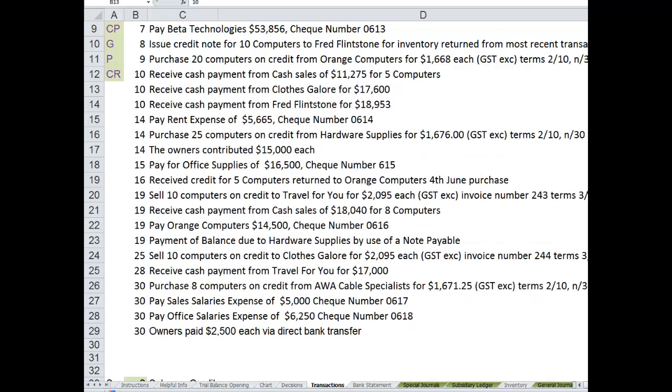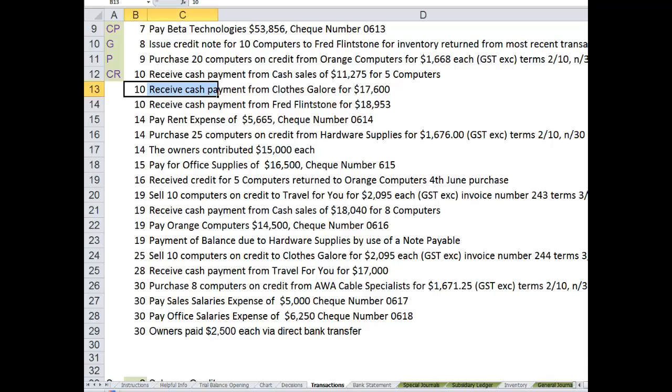Now let's have a look at the two transactions of the 10th, and one of these is a little challenging, but we'll do the easier one first. So receive cash payment from Clothes Galore for $17,600. First decision you need to make, which journal does it go in?